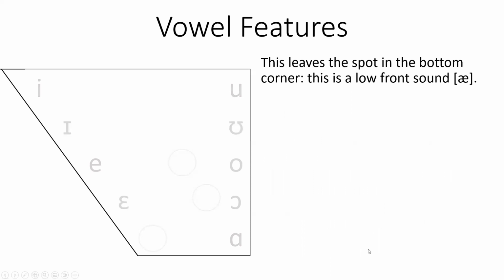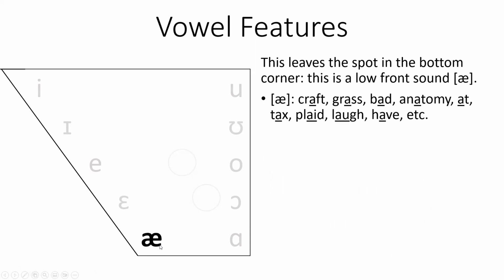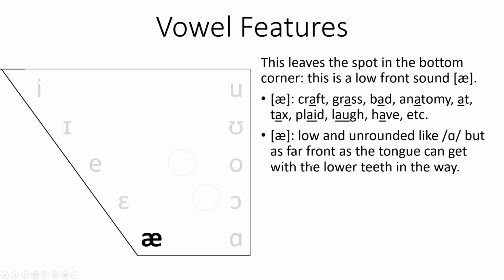This does leave one spot, right? We've gone all the way down the back of the mouth. We do have this spot in the front of the mouth unaccounted for, and that's the low front sound, the a in craft, grass, bad, anatomy, at, tax, plaid, laugh, and have. All of these have an A involved in their spelling. This is low and unrounded, but it's as far front in the mouth as you can get.